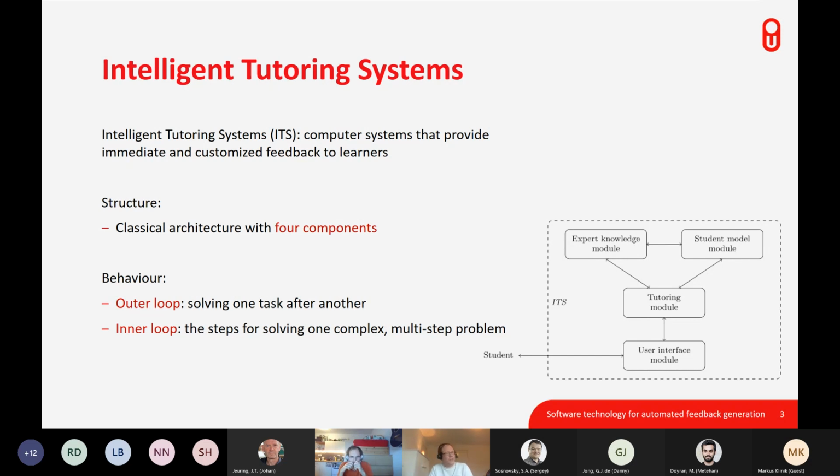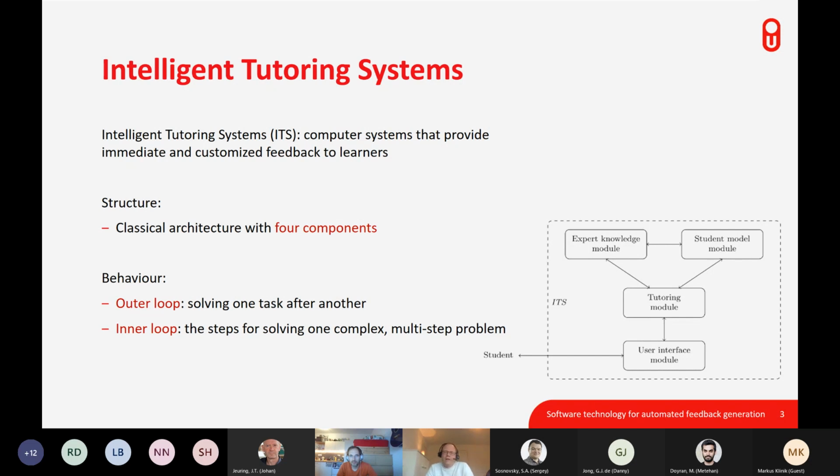We have a student model. This is the part of the system where you try to model the learner. So what does the student know and what kind of problems does the student have? Then we have a third module, which is a tutoring module. This is where the pedagogical or didactical decisions are being made. So this is about how you are going to help the learner and how you are going to present feedback and hints, and at what particular time, for instance. And then we have the fourth component. This is the user interface module. This is the part of the system in which the student or the learner is interacting with the system.